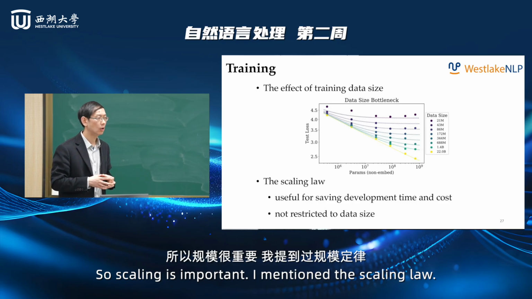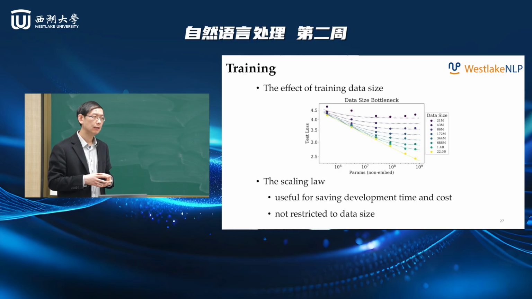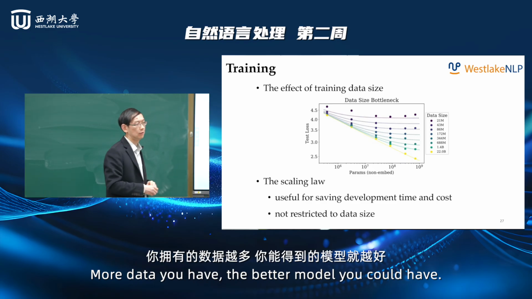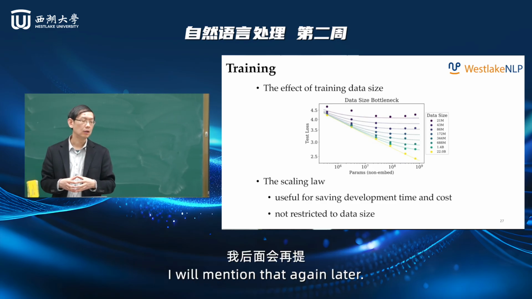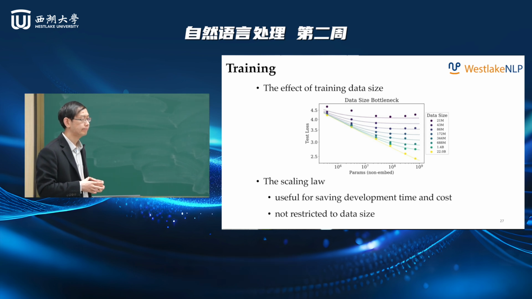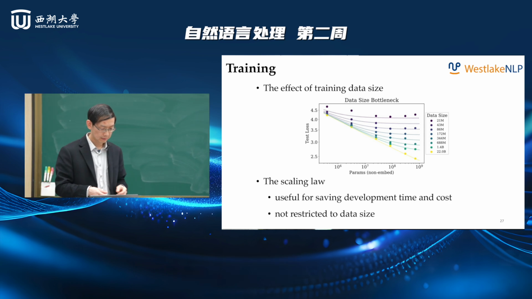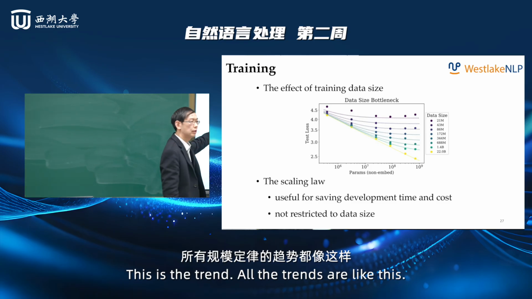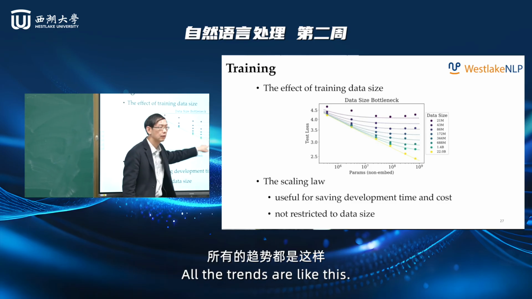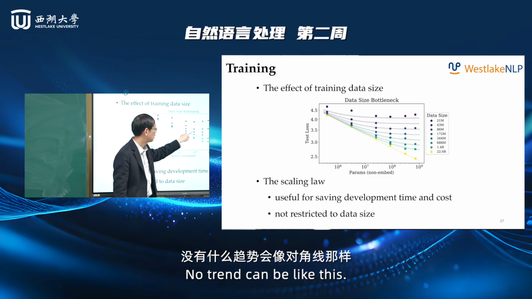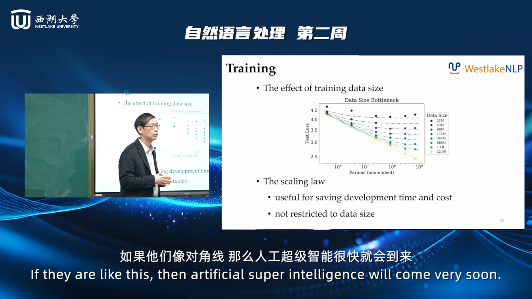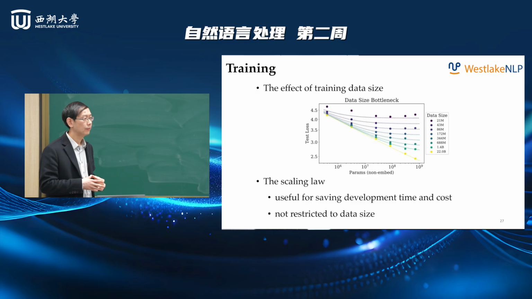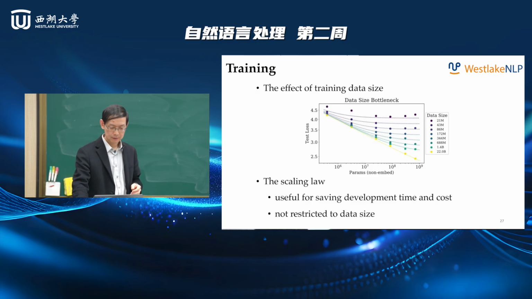I mentioned the scaling law. This is the second time I mentioned scaling. The more data you have, the better model you could have, right? There is a lot of engineering. I will mention that again later. So this is the trend, right? All the trends are like this. No trend can be like this. If they are like this, then artificial superintelligence will come very soon. Okay. So this is training.